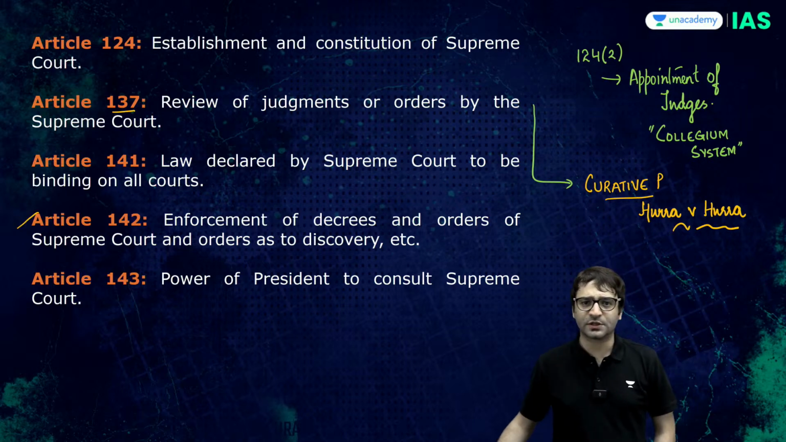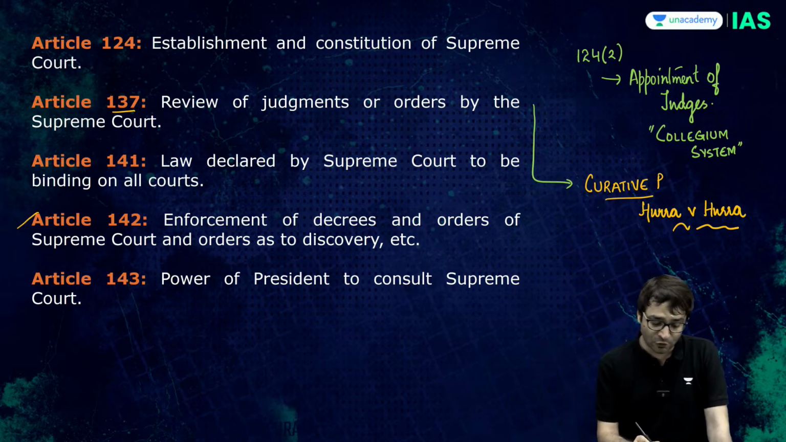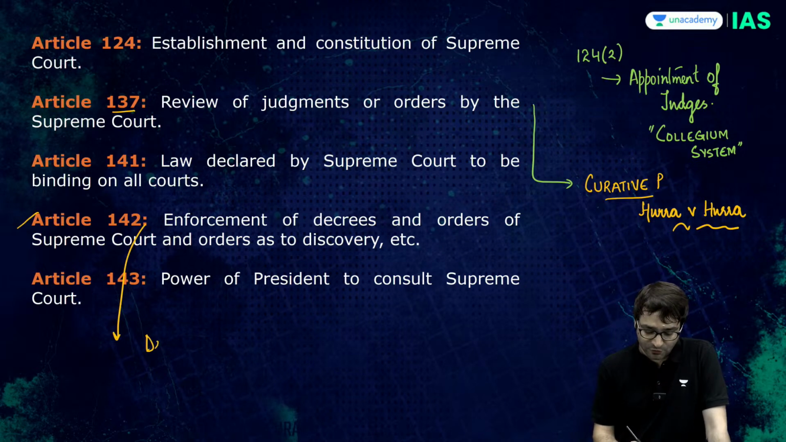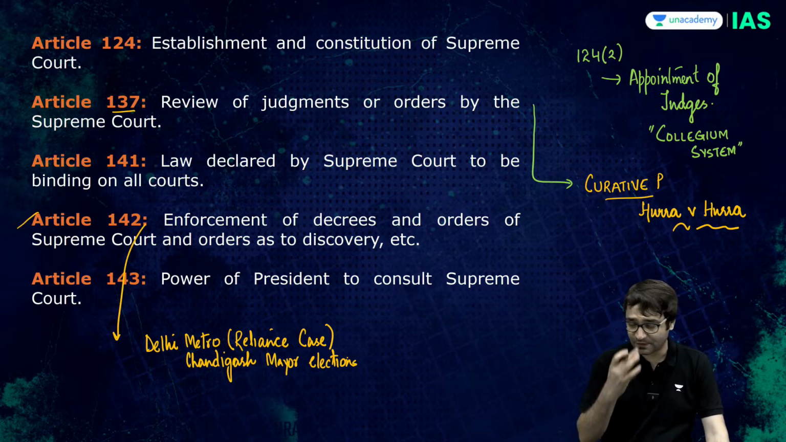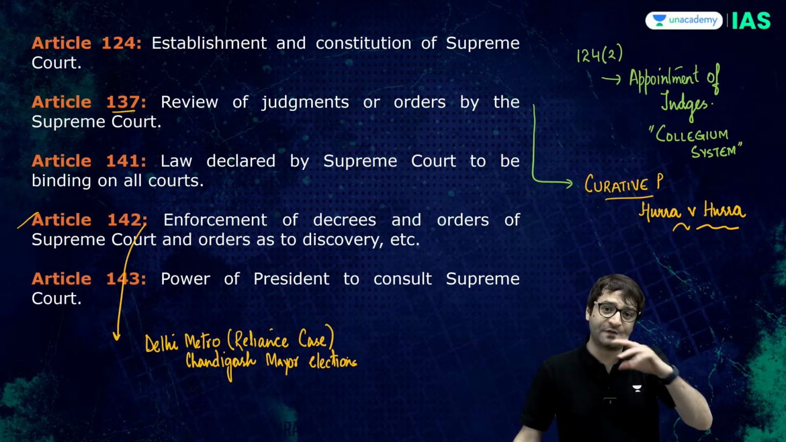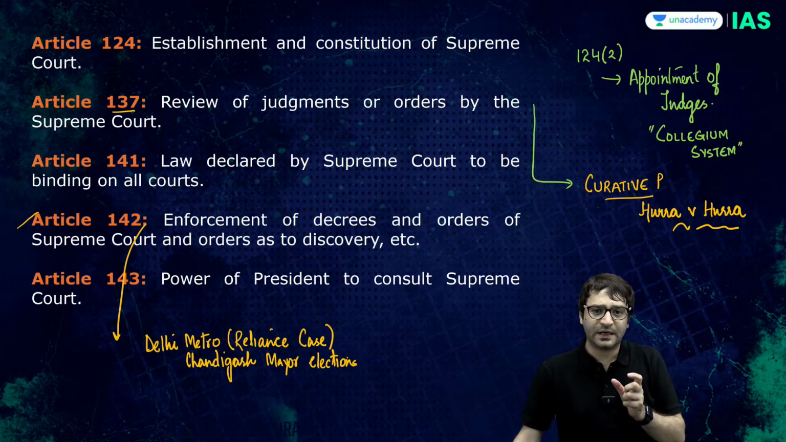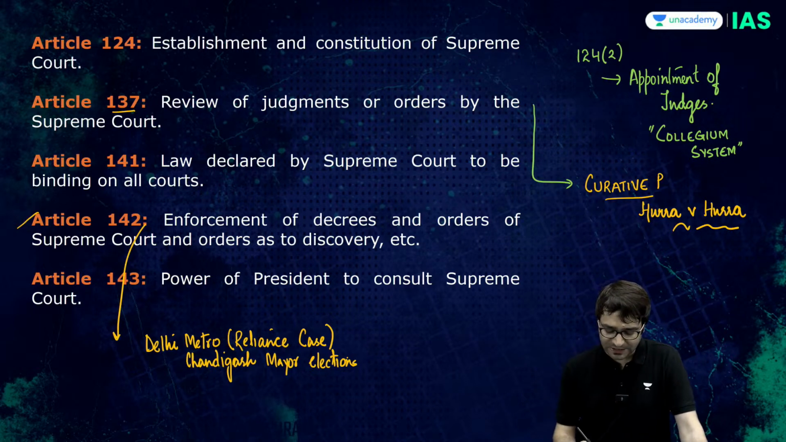Article 142, which has been invoked multiple times in this period of 1.5 to 2 years. It was invoked in the case of Delhi Metro, Reliance case. It was invoked in case of the election of the Chandigarh mayor. It was previously invoked in case of the Ayodhya Ram Janmabhoomi dispute case. It was also invoked in case of the Manipur MLAs' defection. So many instances. So Article 142, where the Supreme Court alone has the power to issue any order, any judgment, so as to give complete justice.